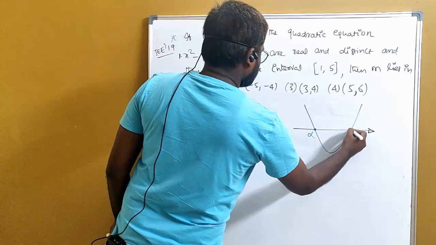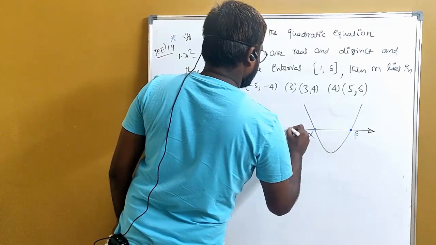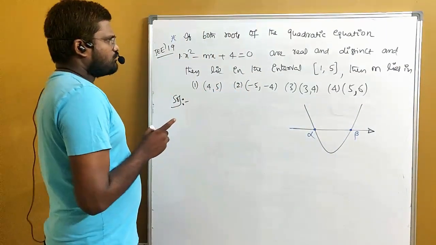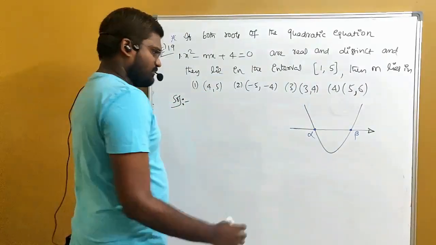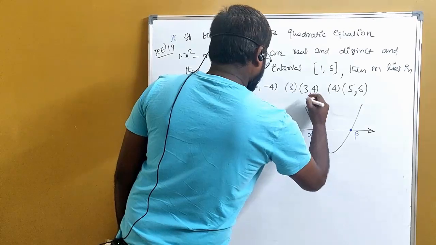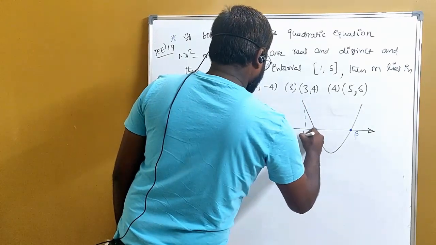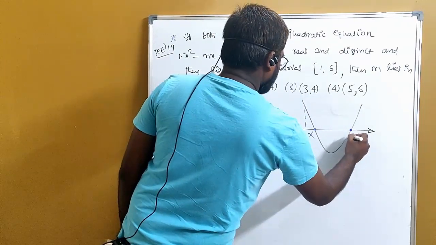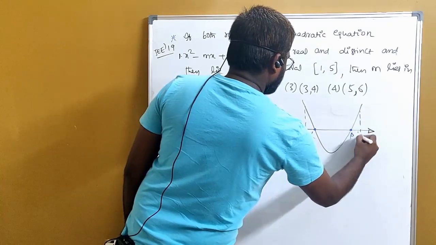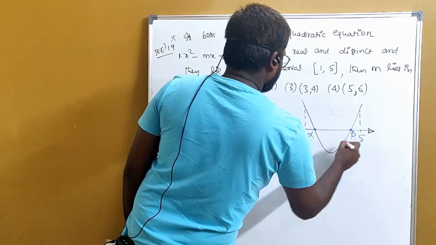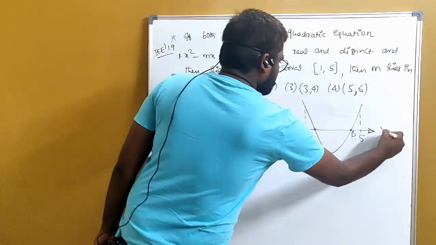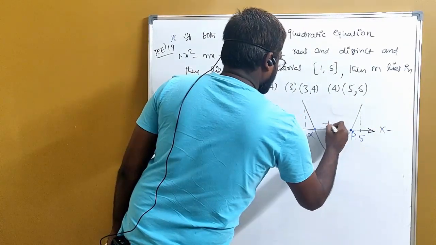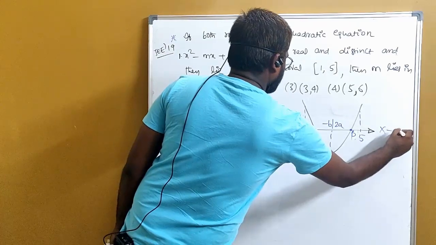So these are two distinct roots. Let me assume them as alpha and beta. Now he said these two roots are lying in interval 1 comma 5. So 1 will be on the left side of alpha, 5 will be on the right side of beta. And this is minus b by 2a.